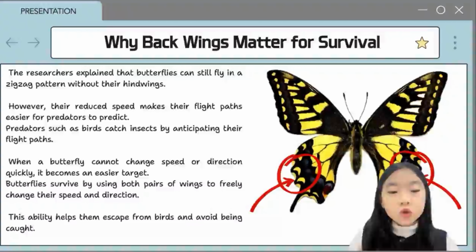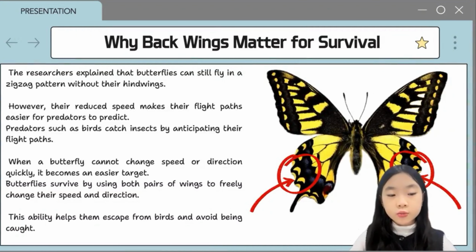Butterflies survive by using both pairs of wings to freely change their speed and direction. This ability helps them escape from birds and avoid being caught.